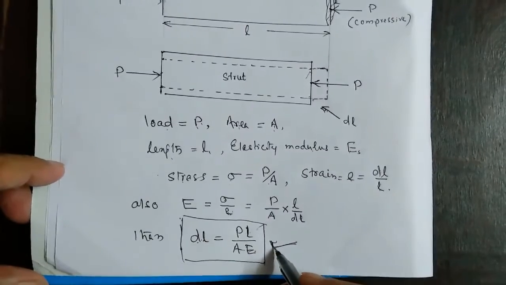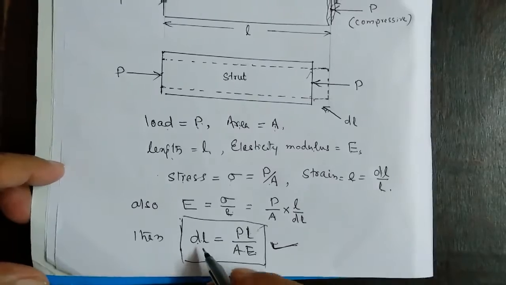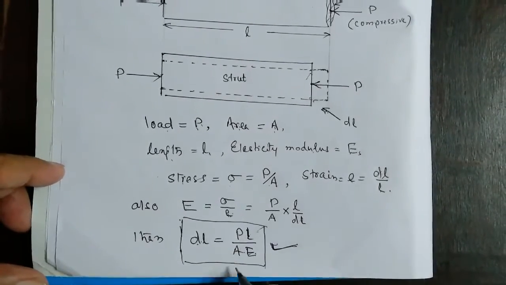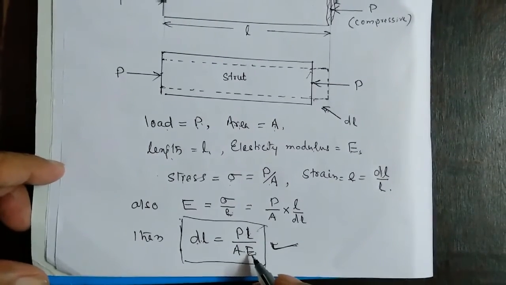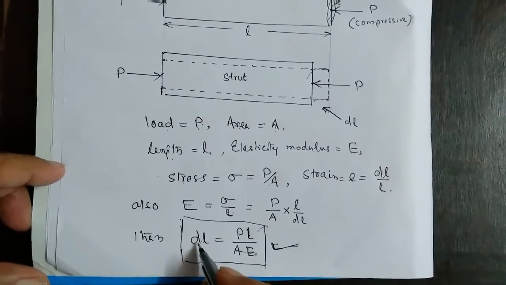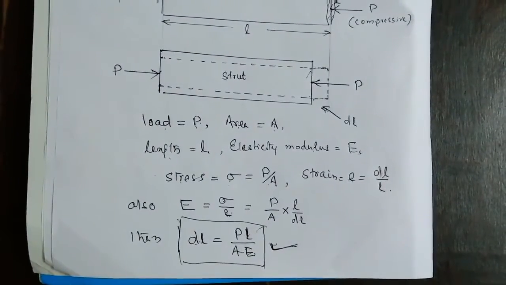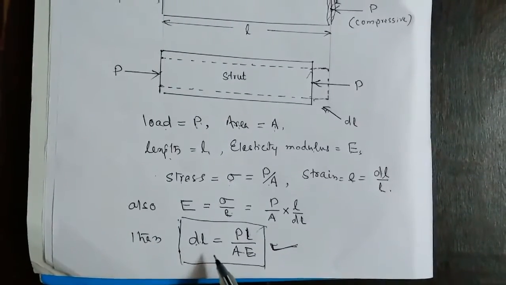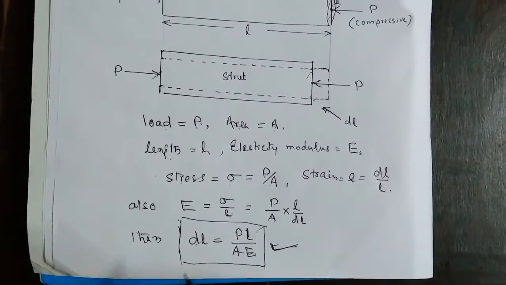This becomes a very important formula which will help you to find change in length or deformation if the load, the length, original cross-section area, and modulus of elasticity are given. We can find dl. Now using this formula, we'll try to solve some numerical problems. How to use this formula to find the change in length? We'll see it.